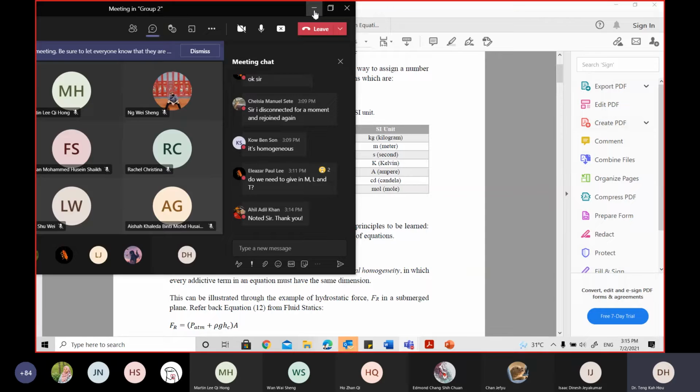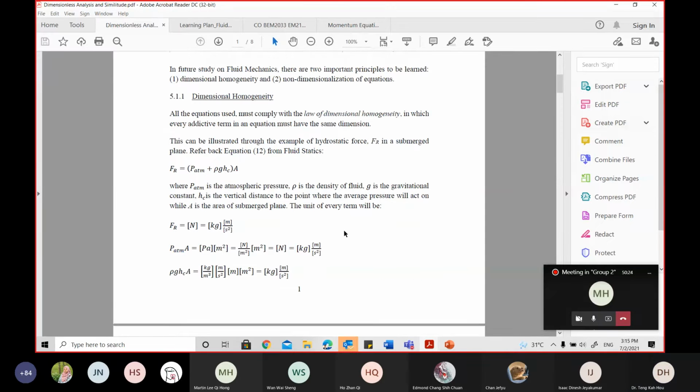Okay, so let's go through this. So this is your answers, right? You need to know that this is your Newton. That's why you know the Newton is kg meter per second squared. So it's fine. So you get that the force F_R is kg meter per second squared. And in the P_atm times your A, you know that is pascals times meter squared. And Pascal is Newton per meter squared. At the same time, you can cancel off meter squared and get a Newton.